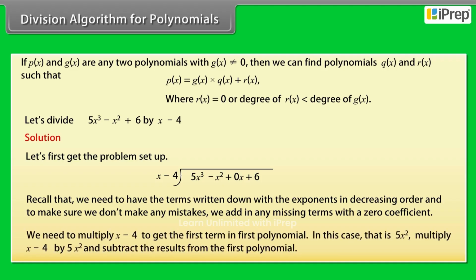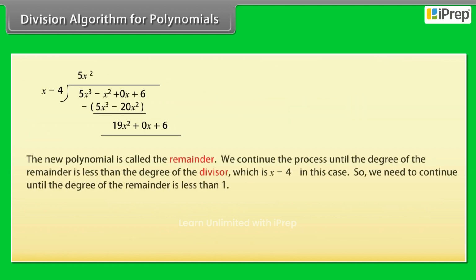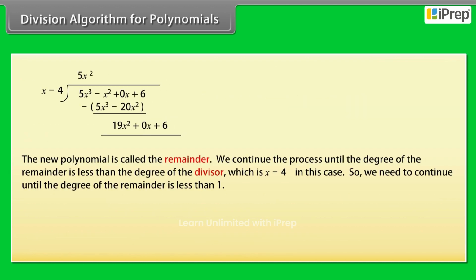We need to multiply x minus 4 to get the first term in the first polynomial. In this case, that is 5x squared. Multiply x minus 4 by 5x squared and subtract the results from the first polynomial. The new polynomial is called the remainder.